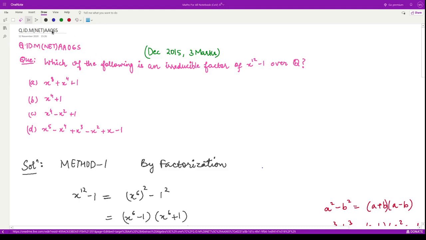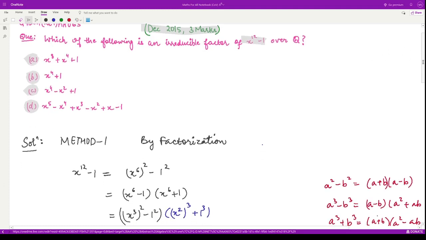In this video we shall see a question from December 2015 consisting of 3 marks from Abstract Algebra. The question says: which of the following is an irreducible factor of x to the power 12 minus 1 over the field of rationals? You are given these 4 factors. You have to suggest which of these are irreducible as well as a factor of this polynomial x to the power 12 minus 1. So we have 2 methods to solve this question.